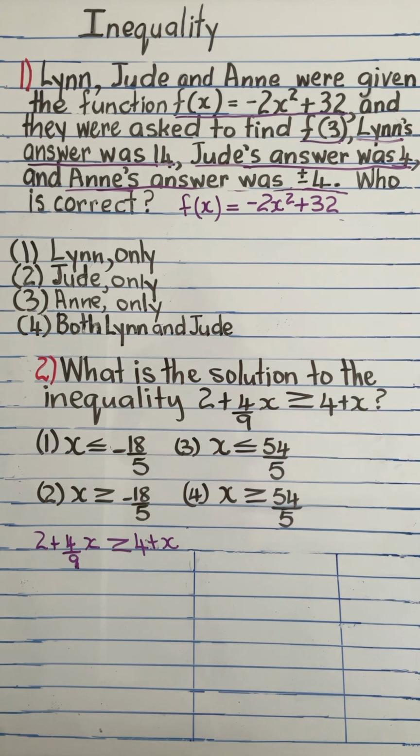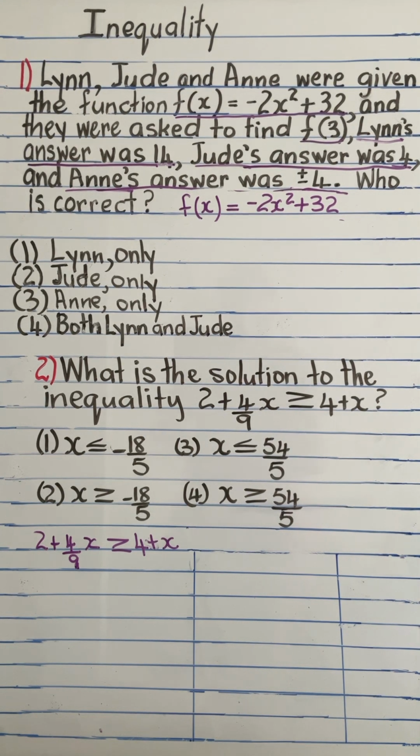Today I have two past exam questions on inequality. Question 1. Lynn, Jude, and Annie were given the function f(x) is equal to negative 2x squared plus 32, and they were asked to find f(3). Lynn's answer was 14, Jude's answer was 4, and Annie's answer was plus or minus 4. Who is correct?